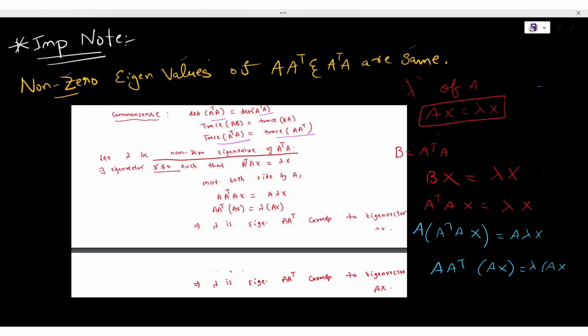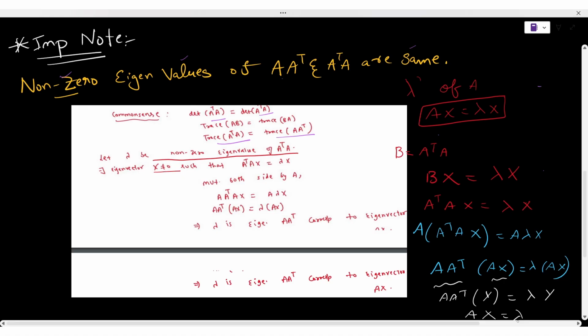Since lambda is a constant, you can pull it out from the matrix multiplication. So what we are left with is A into A transpose, that is the required matrix, and Ax, let us say this Ax is y, is equal to lambda times y. See, this is of the form Ax is equal to lambda x. If Ax is equal to lambda x, then lambda is an eigenvalue of A. If A into A transpose into y is equal to lambda y, then lambda is an eigenvalue of A into A transpose.